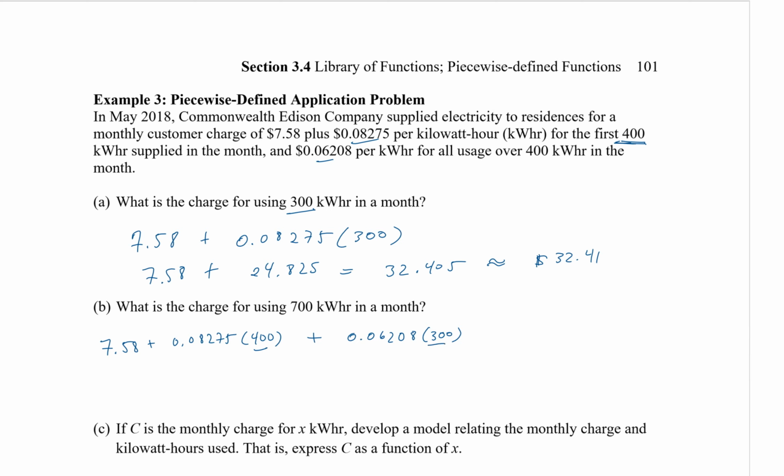All right. So I'm going to put all this in my calculator in one giant expression. So 7.58 plus 0.08275 times 400 plus 0.06208 times 300. The answer it gives me is 59.304, which is approximately $59.30. We're going to round it. Okay.